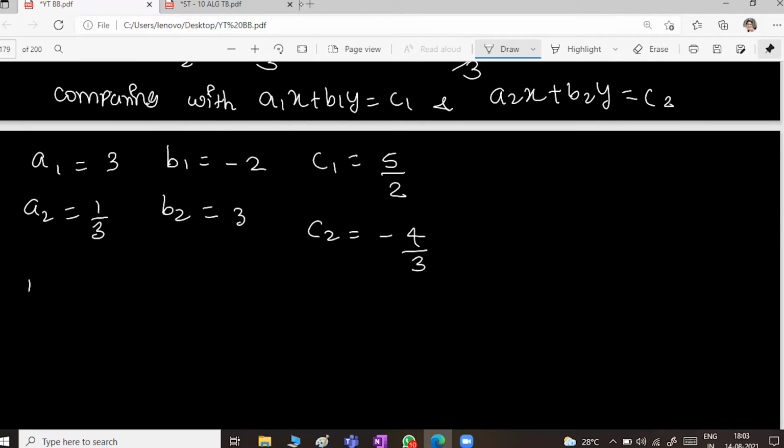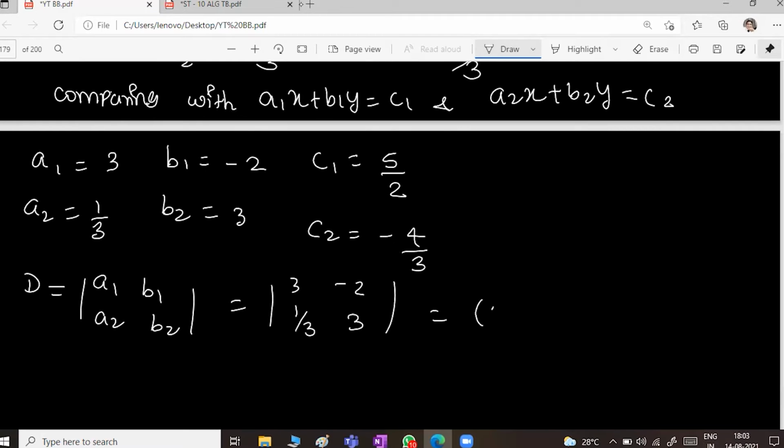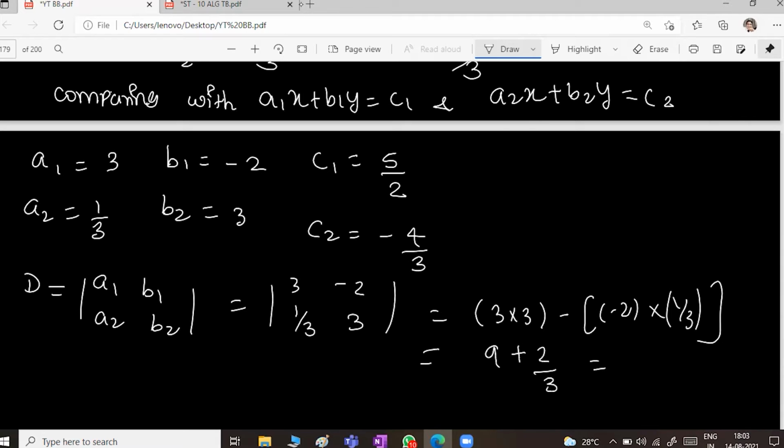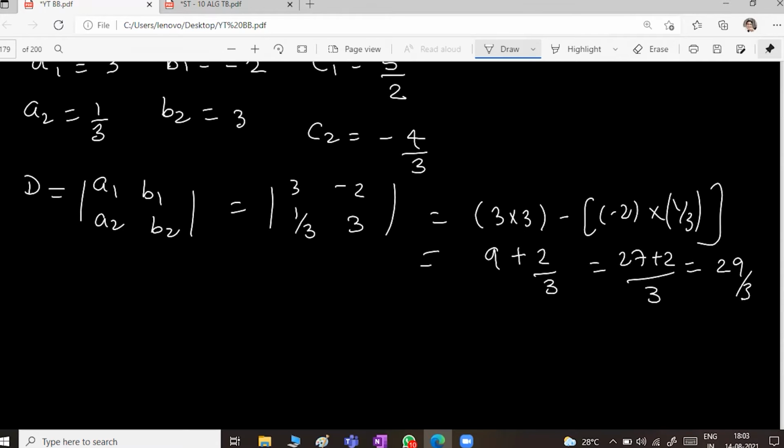Understood? Now the determinant. Don't be scared seeing fractions. The determinant of a1 a2 b1 b2 is equal to 3 into 3 minus 1/3 into minus 2. So what am I going to get? 9 plus 2/3. So 3 into 9 is 27 plus 2/3, which is 29/3. It will stay in fraction form.